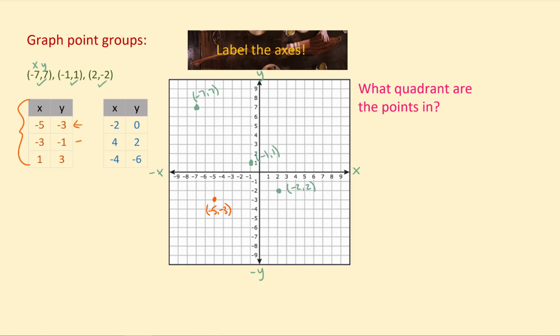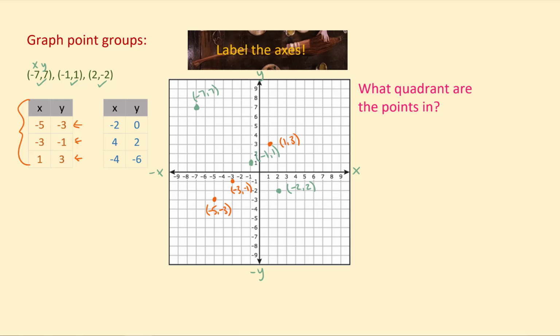Now we've got negative 3, negative 1. Again, from the origin, we go to the left 3 and down 1, which is also in quadrant 3. And then that last one is positive 1, positive 3. I'm going to move to the right 1 and then up 3 places. We've got 1, 3, which this time is in quadrant 1.